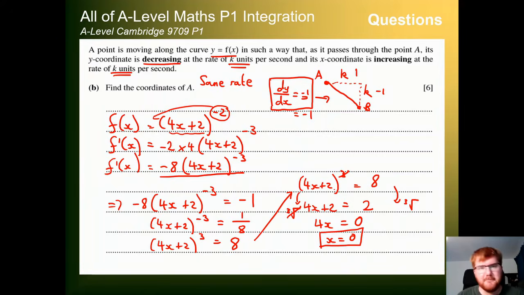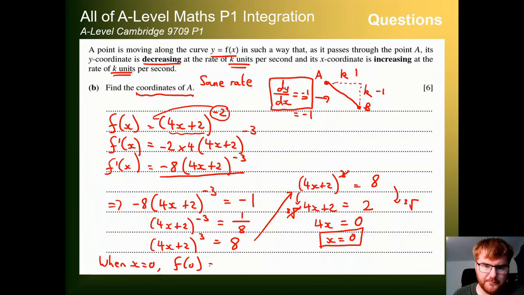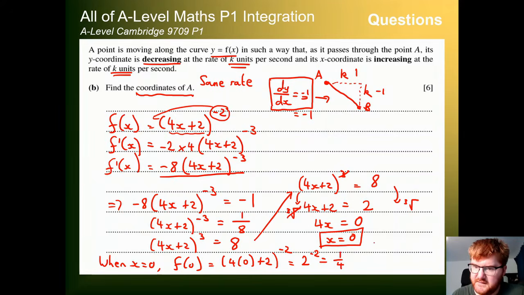Not finished again, as I've said in many of these videos, we're looking for the coordinates of A. So we need to work out what the y coordinate is. So let's write this down here. When x is equal to 0, f of 0. So I'm going to go back to my initial function. 4 lots of 0 plus 2, power of minus 2, that's equal to 2 to the power of minus 2, which is equal to a quarter. So therefore, A has the coordinates of 0 and 1 over 4, to give me a lot of marks on this one, all 6 marks on this particular question.